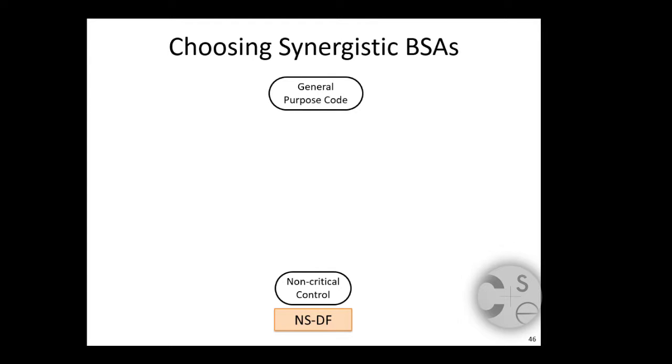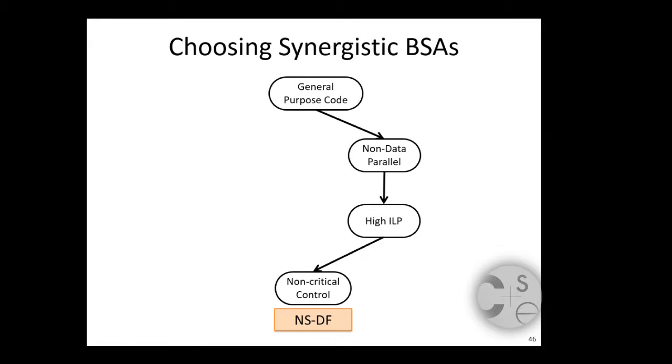And I'll try to do this in an intuitive way by describing one example program classification. I'll start from the bottom up by explaining what we already know about the accelerator that we already have. So we already know that our non-speculative Dataflow processor is good when the control is non-critical. More generally, we know it's good when there's a high amount of instruction-level parallelism. Even more generally, we know it's good when there's not data parallelism.